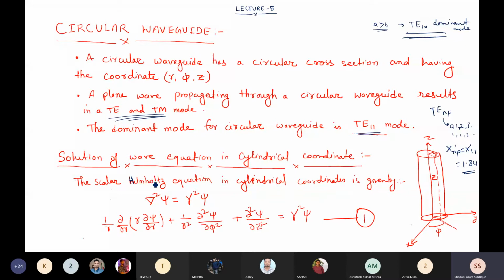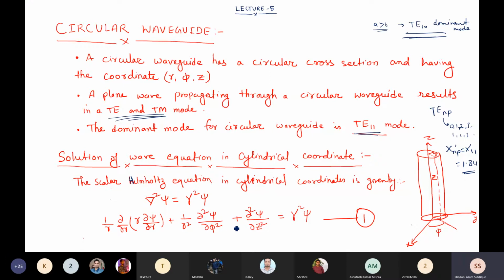We also went through the solution of the wave equation in cylindrical coordinates. This is quite similar to the rectangular coordinates, starting with the same Helmholtz equation, which we wrote in cylindrical coordinates. Taking psi as the solution of this differential equation, by the variable separable method we take psi as a function of r, phi and z, substitute it and divide by psi, and we got the right-hand side as gamma square, which is a constant value.